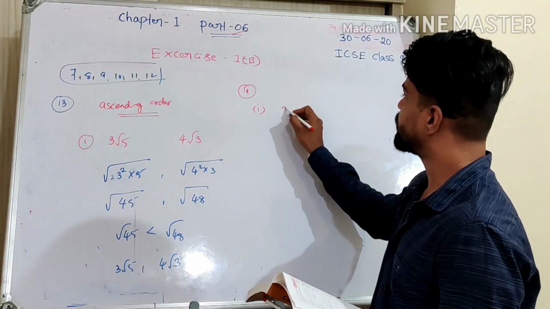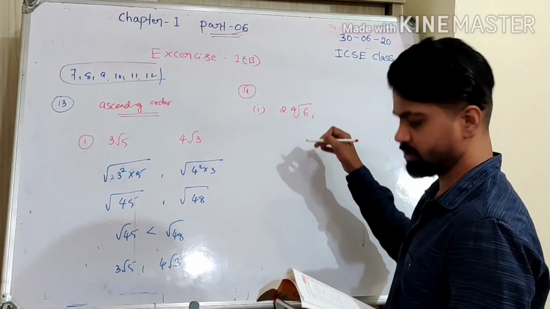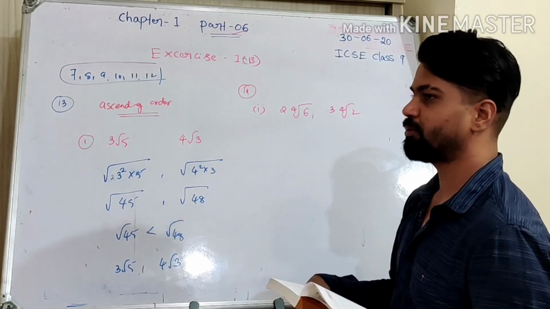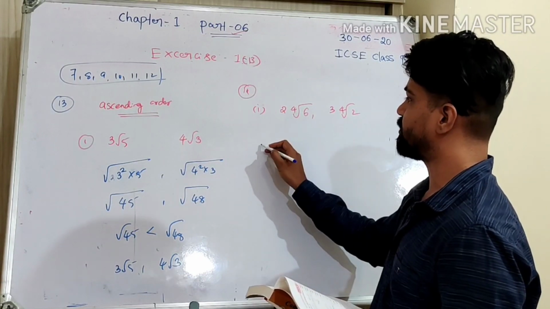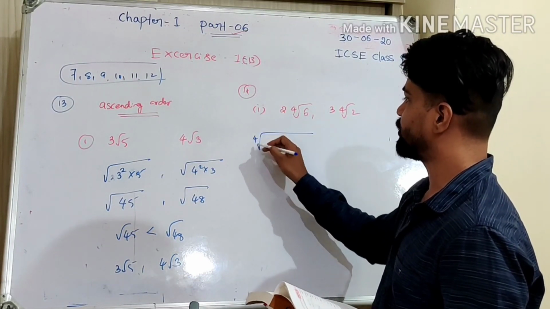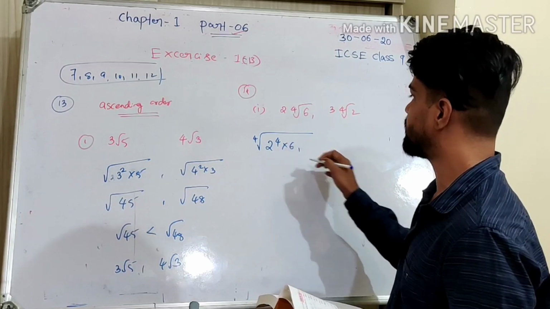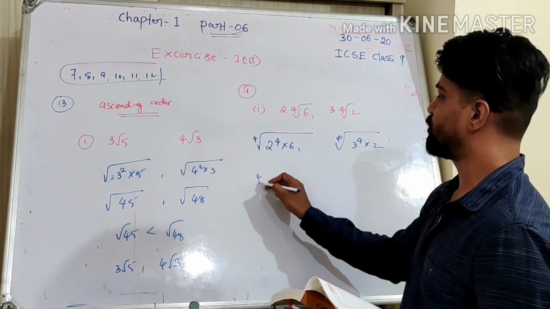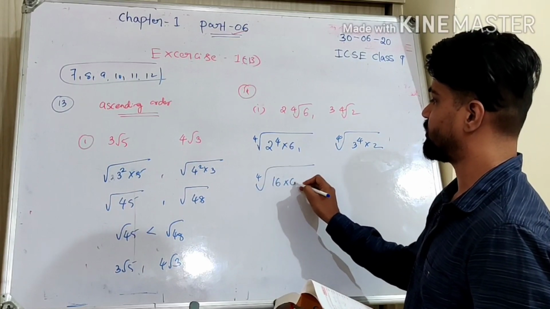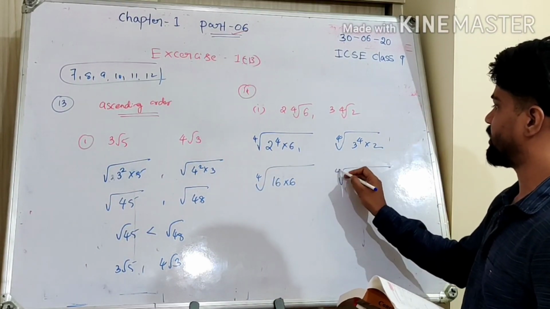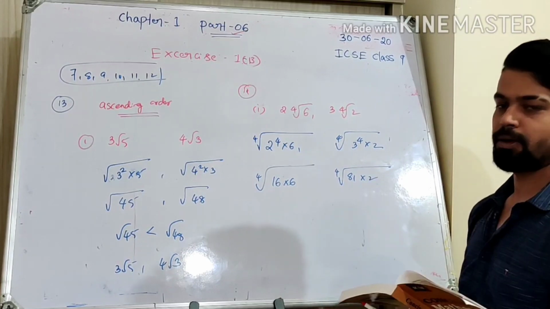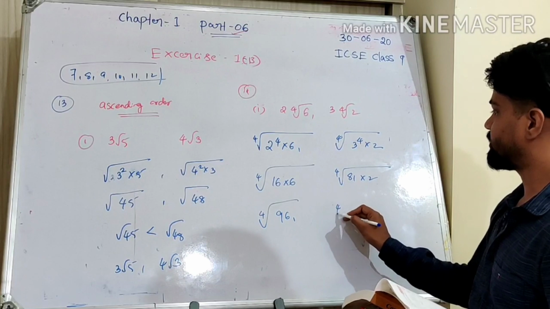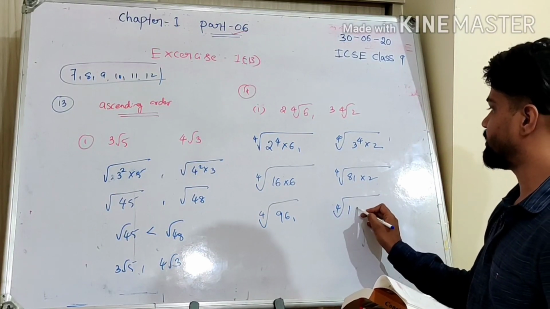First one is 2 4th root of 6 and then 3 4th root of 2. 4th root means if you are bringing 2 inside the 4th root, you should raise the power by 4, right? So 4th root of 2 power 4 into 6, and this is 4th root of 3 power 4 into 2. And what is 2 power 4, you know? 16 into 6. And what is 3 power 4, you know? 81 into 2. Okay, so clearly you can see this is 96 and this is 81 2s are 162.